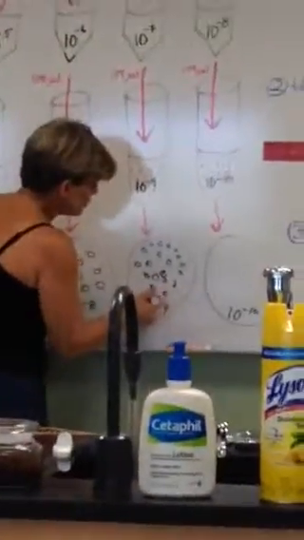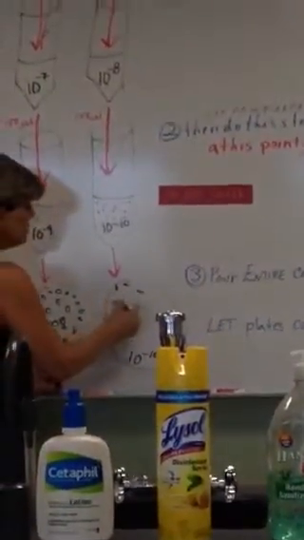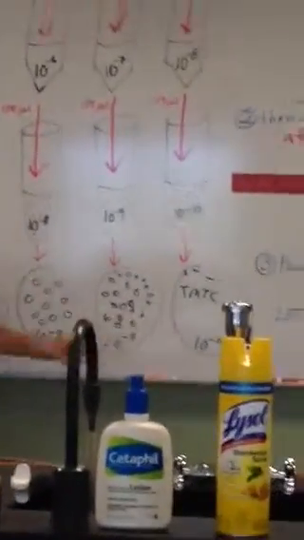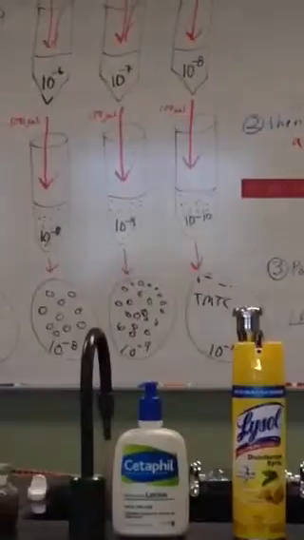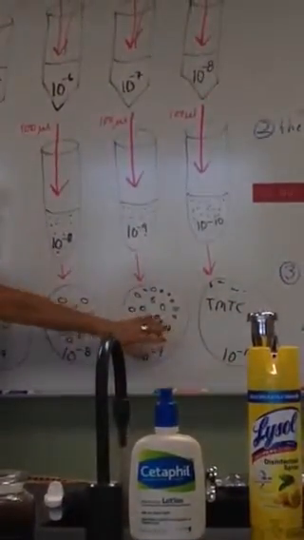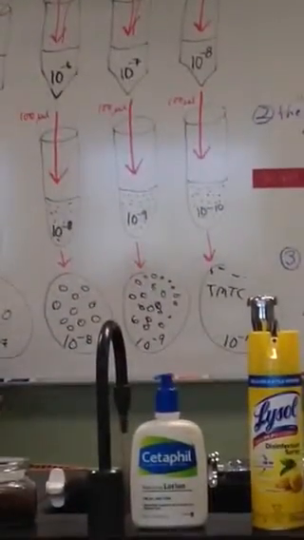Whatever, drawing circles. Maybe this one has so many plaques, it's too many to count. TMTC, too many to count. I'm going to pick my best plate. Which one has a good number for me to count? You want somewhere probably between 100 and 300 maybe, okay?